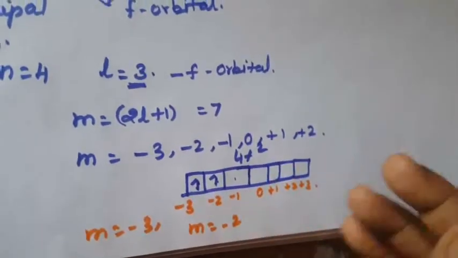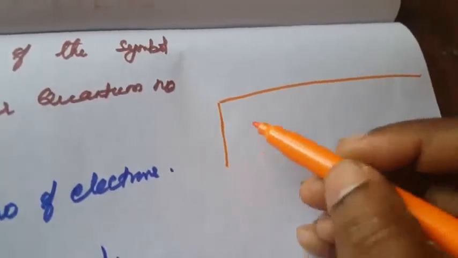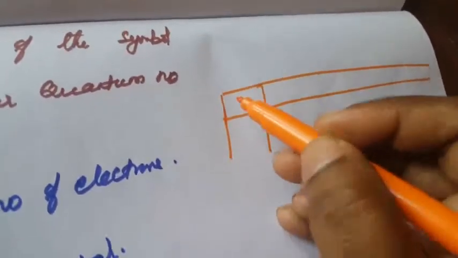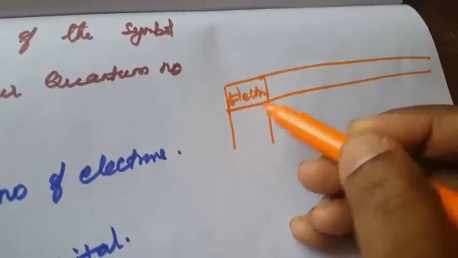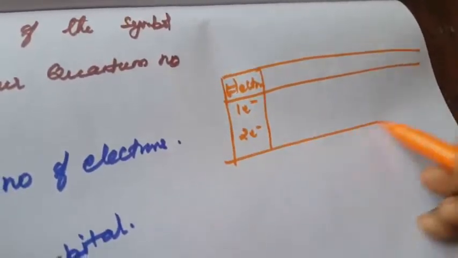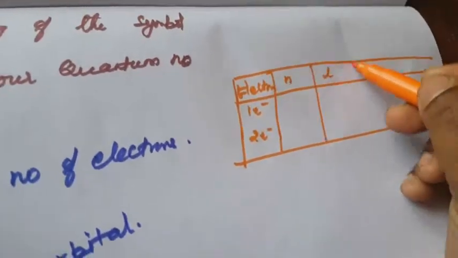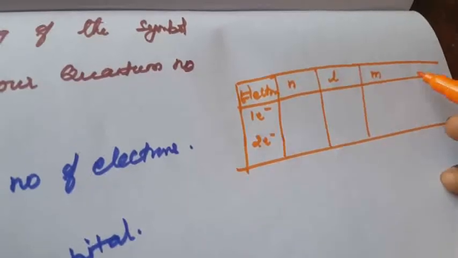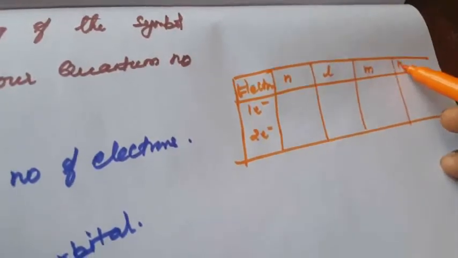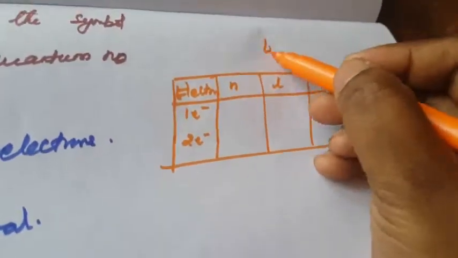Okay, so how to write all 4 quantum numbers? First, the electrons. This is the first electron and the second electron, right? First is the n value, then the l value, then the m value, then the ms value. That is the spin quantum number, m and ms. How to write? The question is 4f2, right?